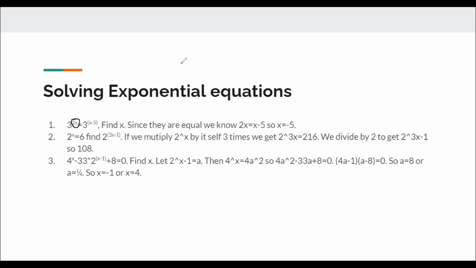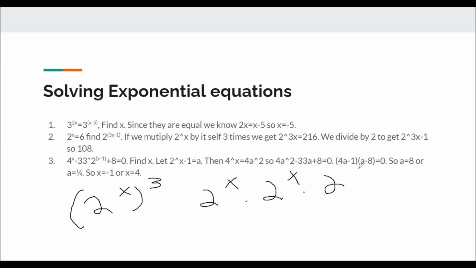Okay, here's another example. It says 2 to the power x is equal to 6. Find 2 to the power 3x minus 1. What some people would do is try to find x, which is going to be kind of annoying in this case because 6 is not a perfect power of 2. So the best way to do this is to cube this, essentially. If you cube this, it's going to be 2 to the power x times 2 to the power x times 2 to the power x. So it's going to look like this.